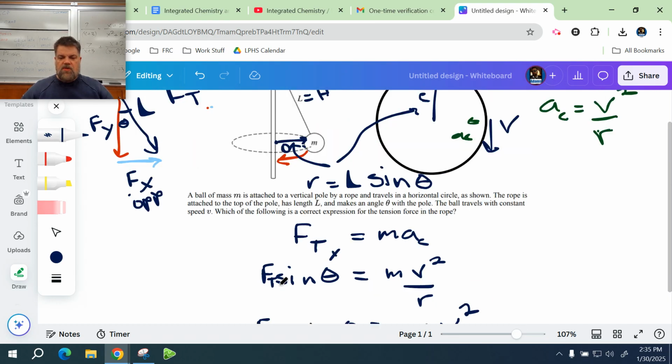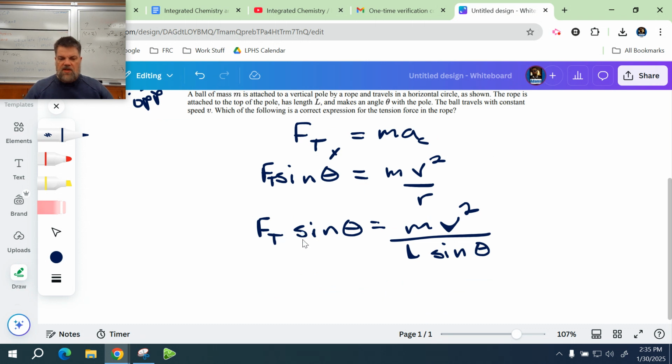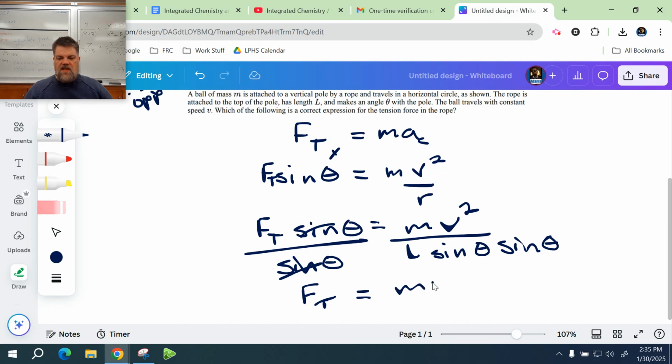But the question was, what is the tension? So then I'm going to divide this by sine of theta, and that means I would divide over here by sine of theta. These cancel, and I get the tension force is equal to the mass of the object times the velocity squared all over the length of the string times sine squared of theta. And that's it.